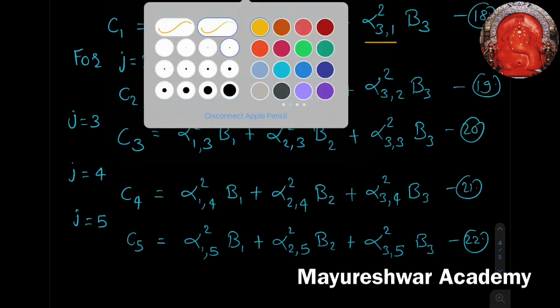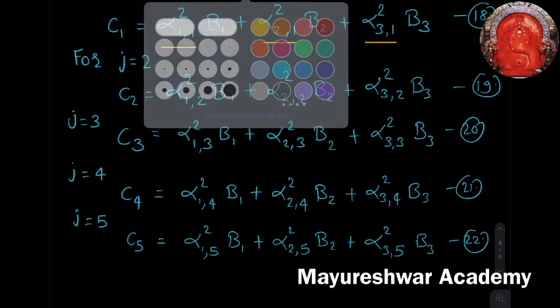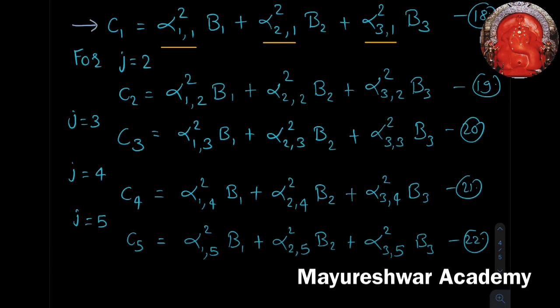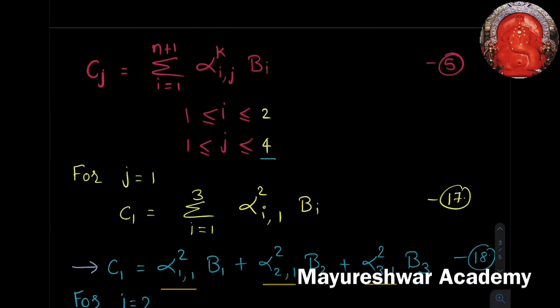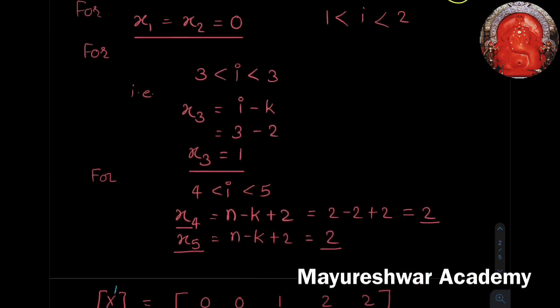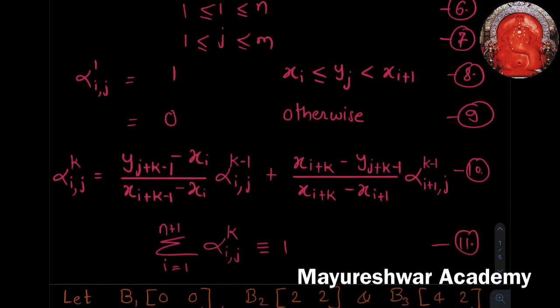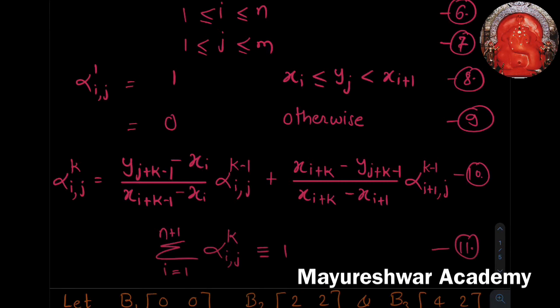In this part, let us find out the values of alpha 1, that is C1, alpha 1, alpha 2,1, alpha 3,1 we need to find out. Let us go to the formulation which we have. In equations 8 and 9 we have the recursion formula to obtain alphas.